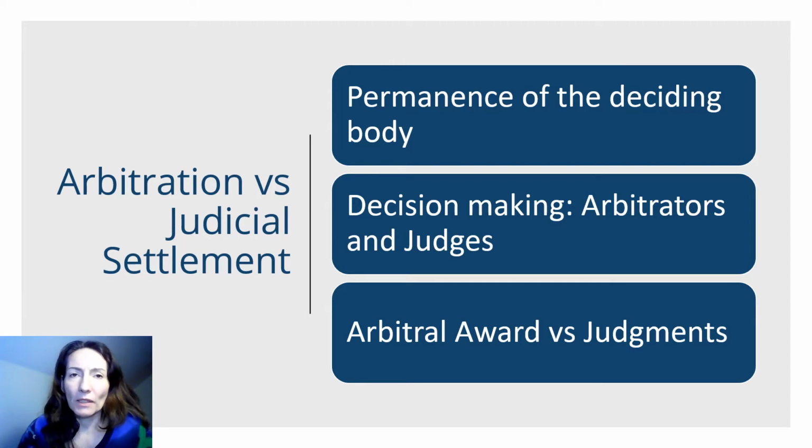The main distinction between arbitration and judicial settlement relies on the permanence of the deciding body and the arbitrators or judges. In the case of arbitration, the deciding body, the arbitrators, are constituted and selected on a temporary basis, normally after the dispute has already started. The final decision is known as an arbitral award.